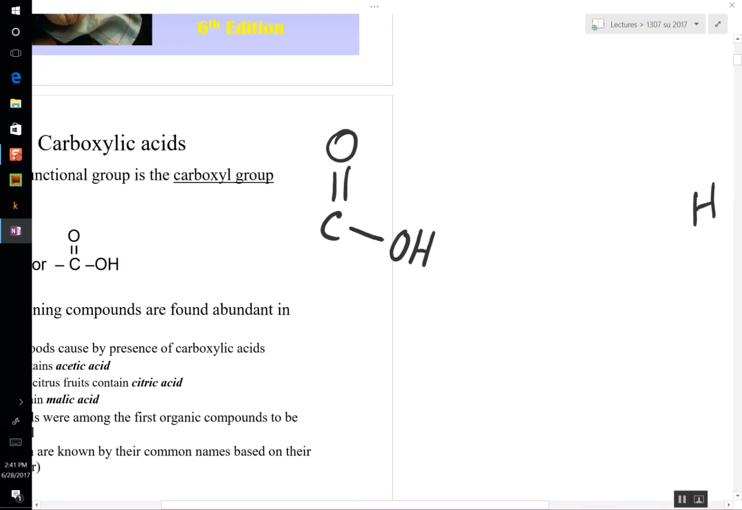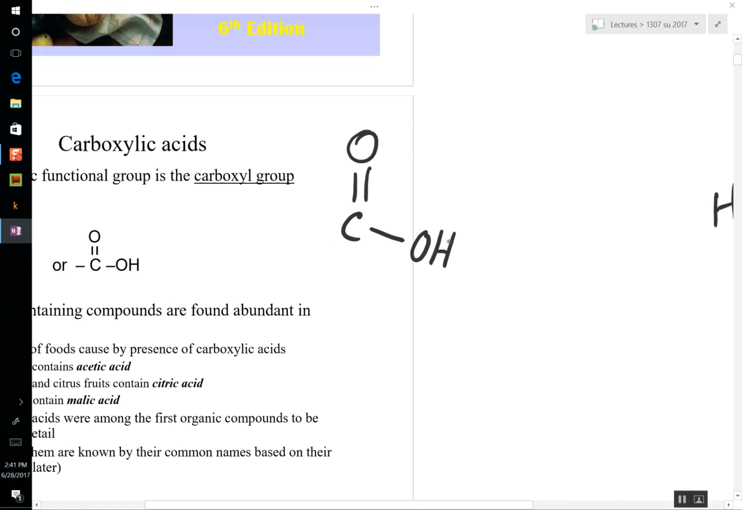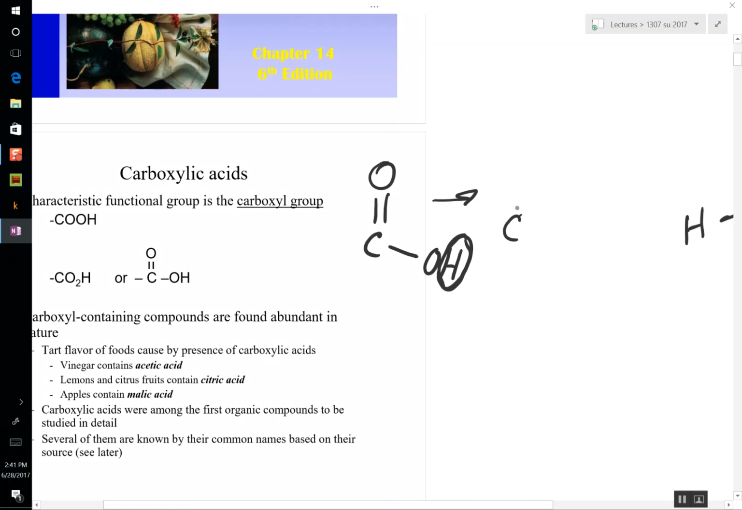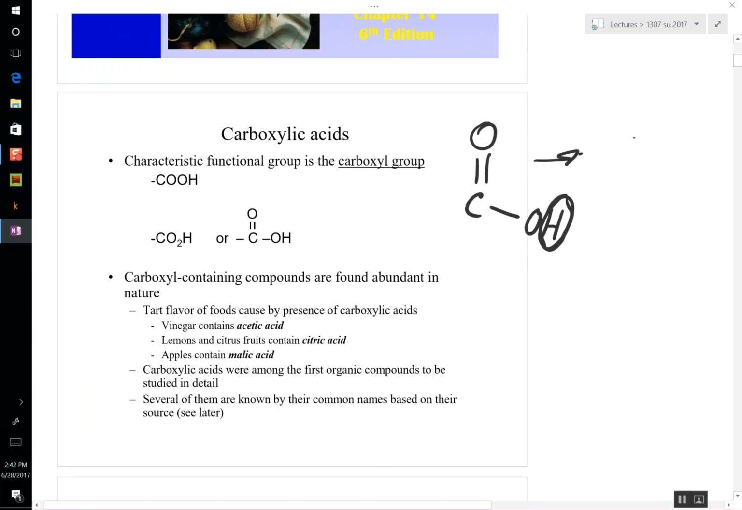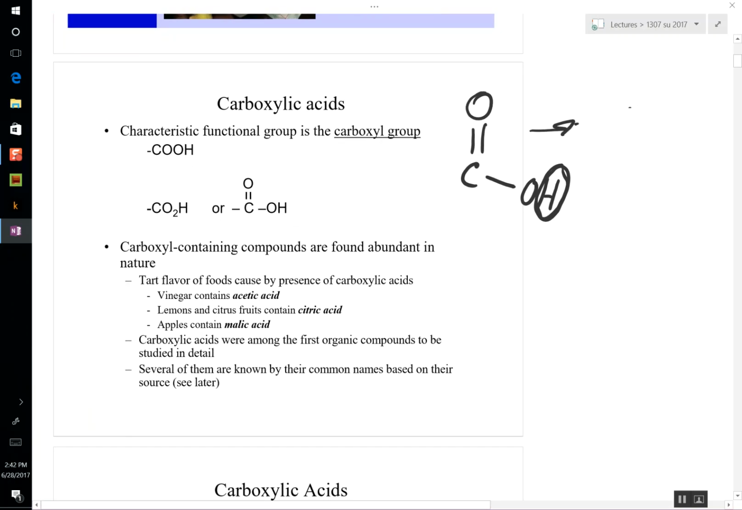What makes carboxylic acids acidic? This hydrogen right here. Yeah, that hydrogen is the acidic hydrogen. What it means is it actually dissociates. You put a carboxylic acid in water, and that hydrogen comes off of there as a free proton, making the water acidic. So these are weak acids. They are naturally occurring.